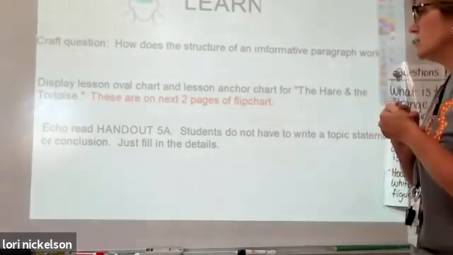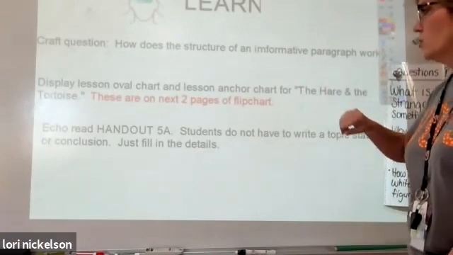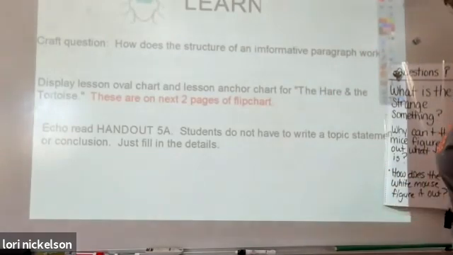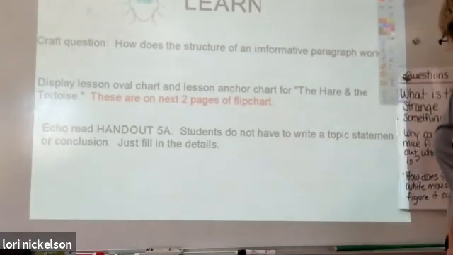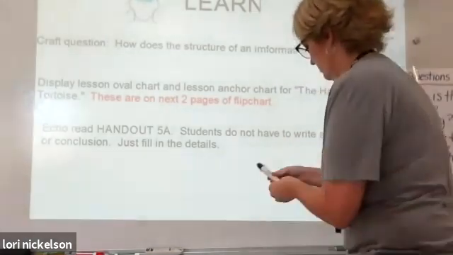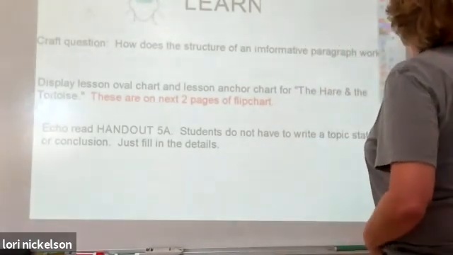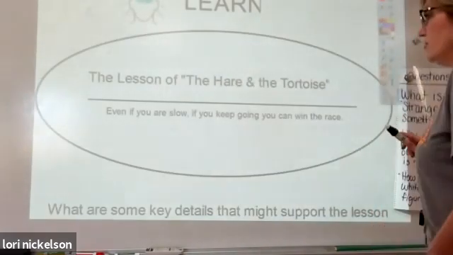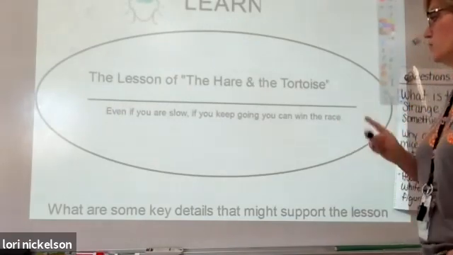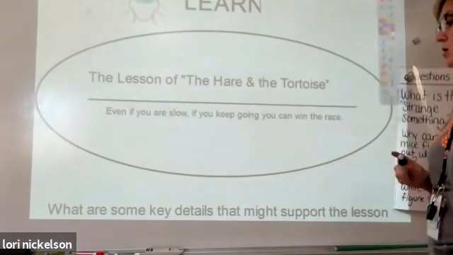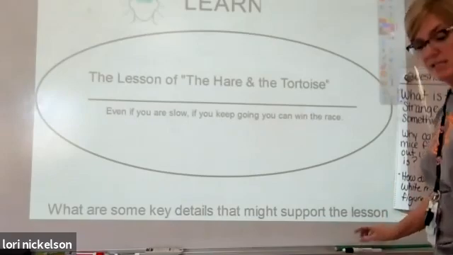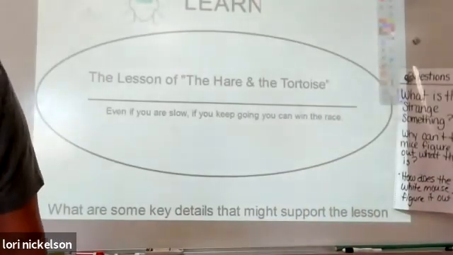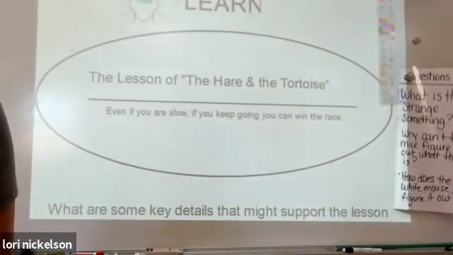So an informative paragraph gives us information about a certain topic. So we've talked about the hare and the tortoise, and we're going to look at this in our next flip chart. So let's look at our next page so we can complete this. So the lesson of the hare and the tortoise: even if you are slow, if you keep going, you can win the race. What are some details that might support this lesson? So what are details that would support this lesson? Think about it.